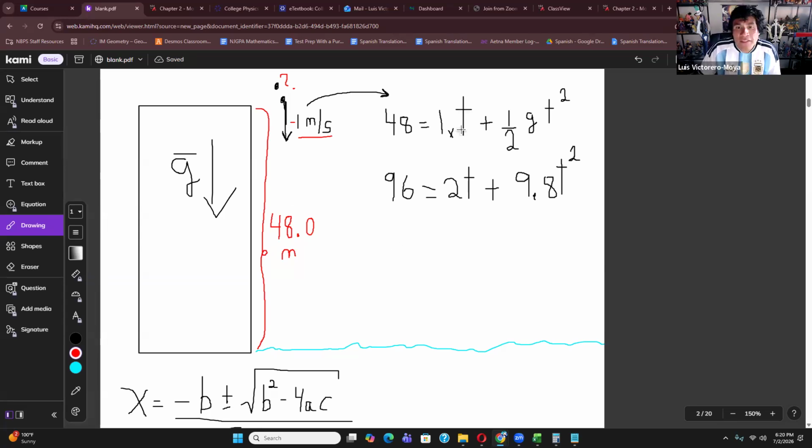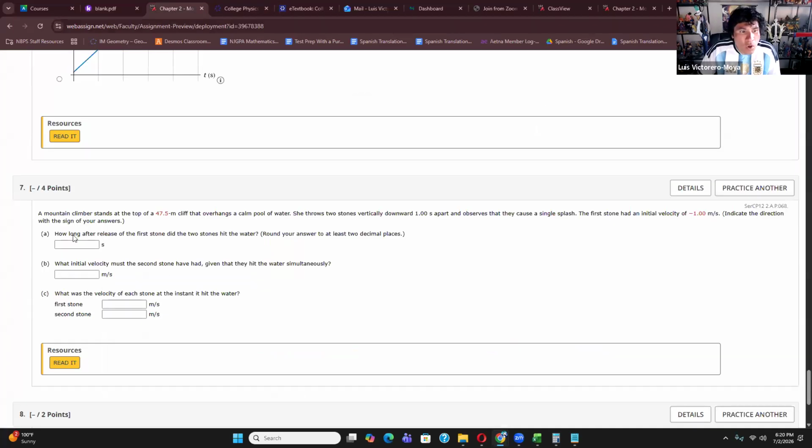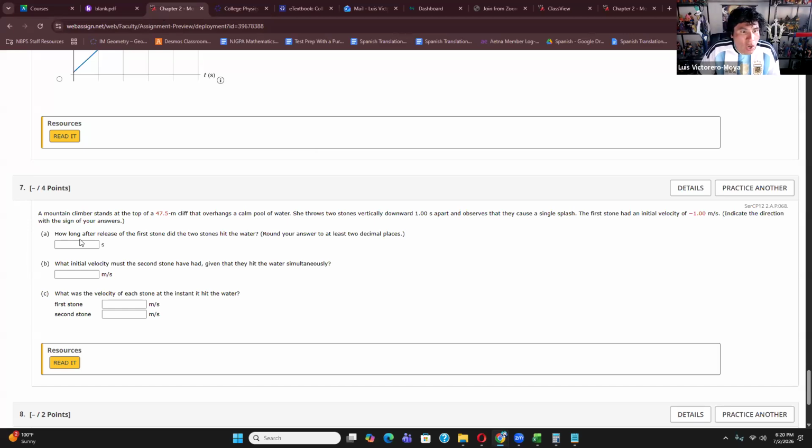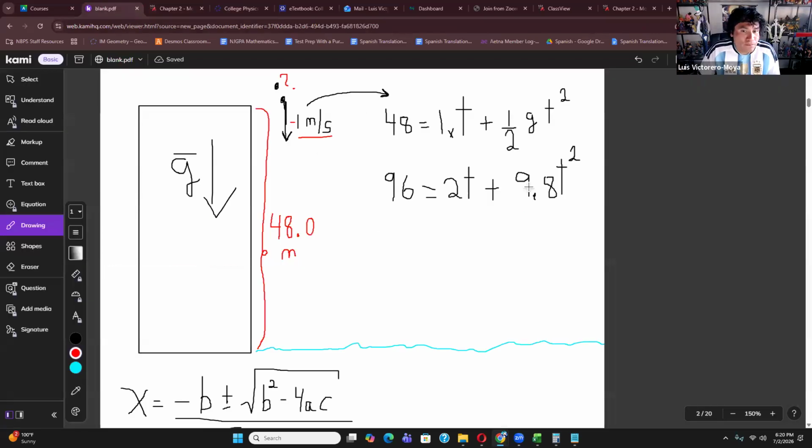And basically, the first question is asking you how long after you throw or release the first stone did they hit the water. Now, it says here that both of them reach the water at the same time from the same height. But she throws the stones 1 second apart. That's why I drew here 2. This one goes first, 1 second after this one. All right? So how long after the first one does it hit the water?